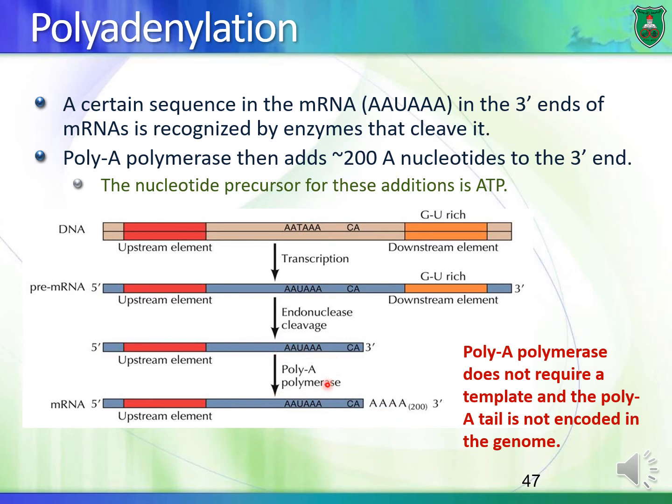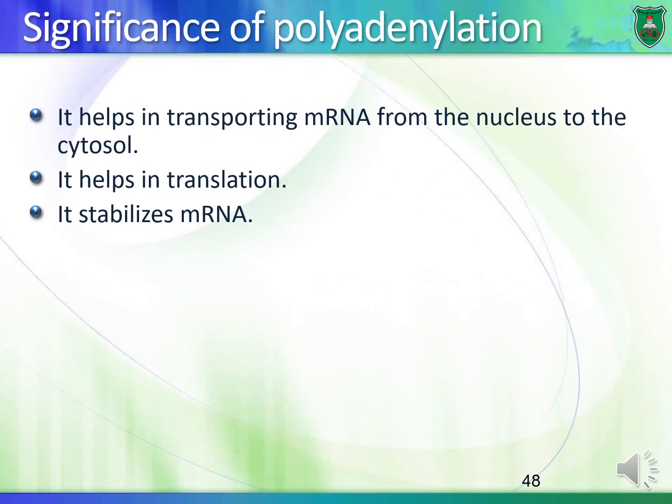Now remember that this poly-A polymerase does not need DNA as a template. So all of these A's are added without being part of the DNA or part of the gene itself. Okay, so no template is needed here. So why is polyadenylation important? Because it helps transporting messenger RNA from the nucleus to the cytosol. Remember how I said that mRNA is not transported out of the nucleus until it's fully processed? Well, that includes polyadenylation. Polyadenylation is important for translation. We'll talk about it in the translation lecture.